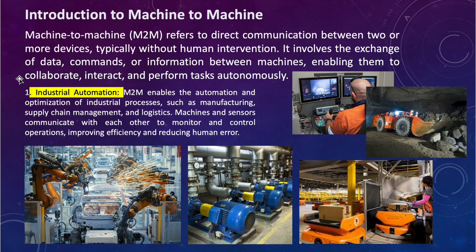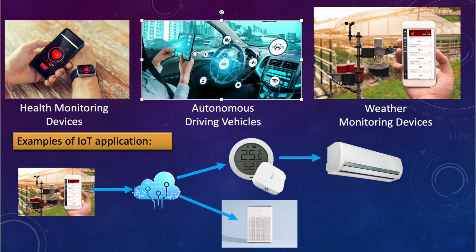Exchanging information between machines, enabling them to collaborate, interact, and perform tasks autonomously, which means they are functioning without human interaction, right? They're functioning without human interaction by speaking between themselves, right? Have we seen this in before examples? Yes, we have.